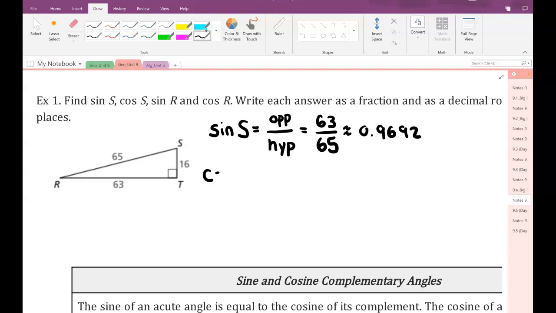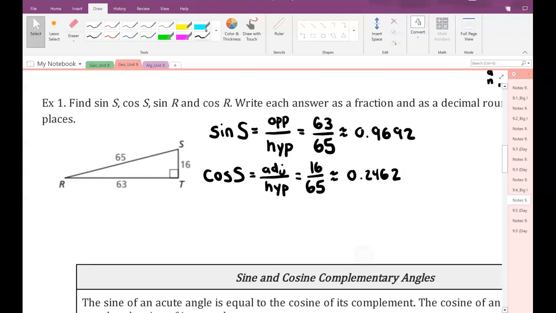We'll take the cosine of S, which is adjacent over our hypotenuse. Again, the hypotenuse will always be in the denominator. Adjacent to S, that's 16 over 65. So again, we do some division to get it out as a decimal. 0.2462. We round to 4 decimal places. So there's the sine of S and the cosine of S.